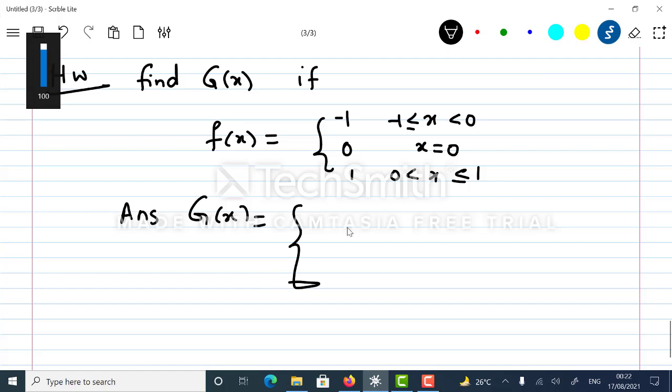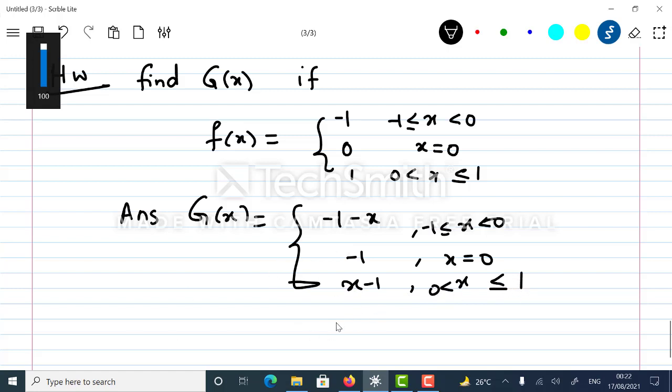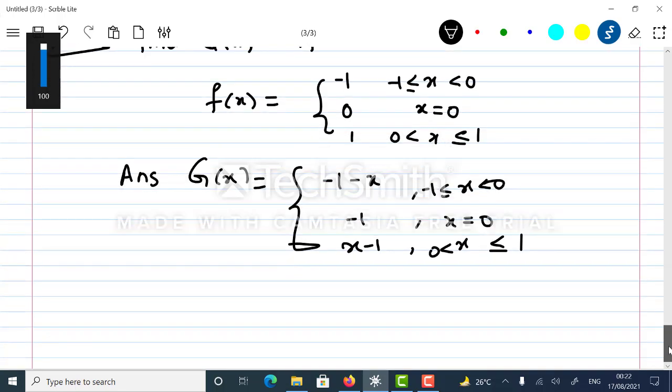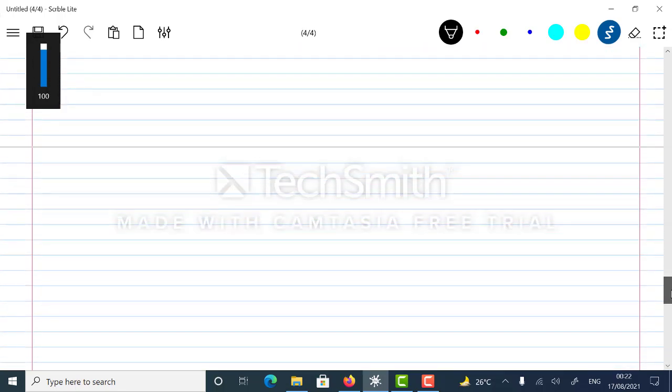So the answer is: it is minus 1 minus x if x is between -1 to 0. It is minus 1 if x is equal to 0, and it is x minus 1 if x is greater than 0 and less than or equal to 1. So let's see, if you did not get the answer, then definitely I will discuss this in class.